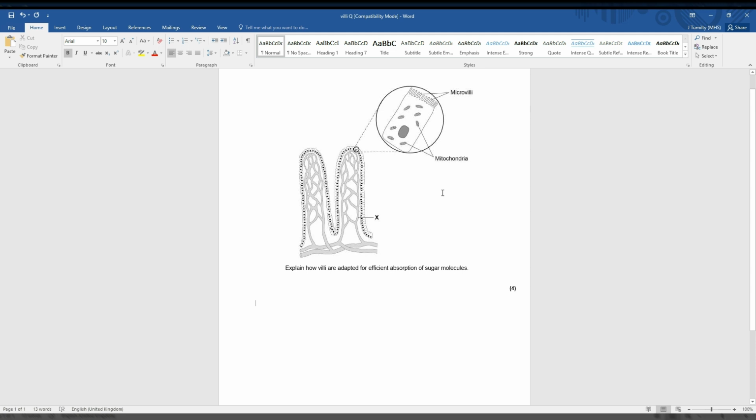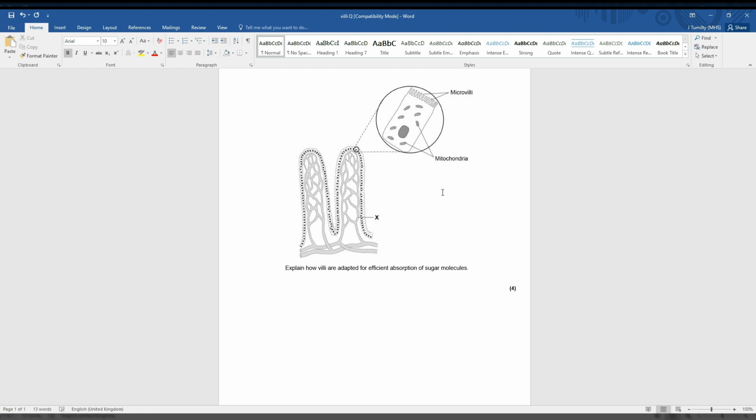The other thing we need to consider is, what is the question actually asking us? The command word here is explain. So what it's saying is what is the feature and how does this help the absorption of, in this case, sugar molecules. Okay, so the two things are tied together. Say what an adaptation is, and then say why it's useful. Okay, and that is the only way that we are going to access all of the marks here.